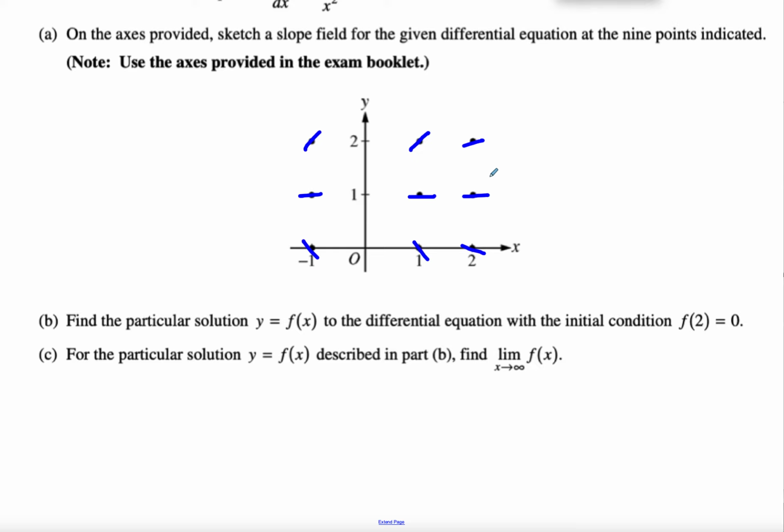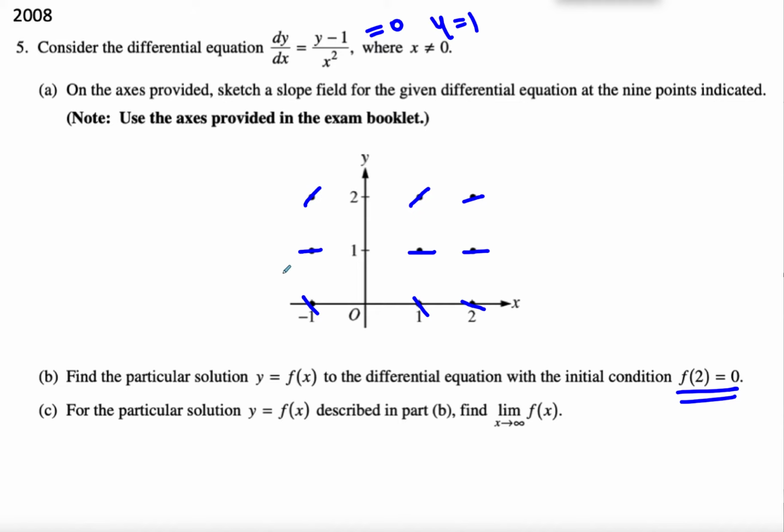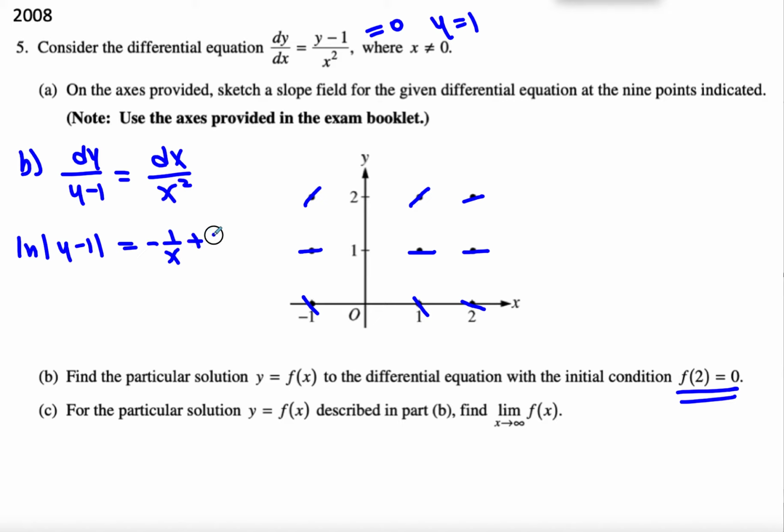Part B, find the particular solution given this condition. So what are we going to do? Same deal. dy over y minus 1 is equal to dx over x squared. So when I integrate this one, I'll be getting ln of the absolute value of y minus 1. On my right side, we get x to the negative 1, so it becomes negative 1 over x plus c.